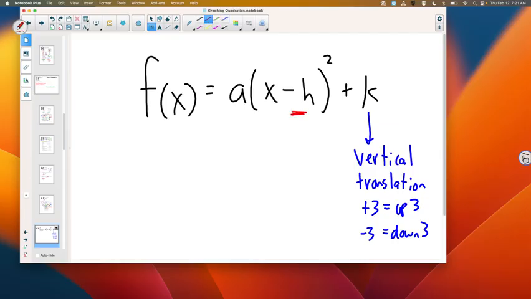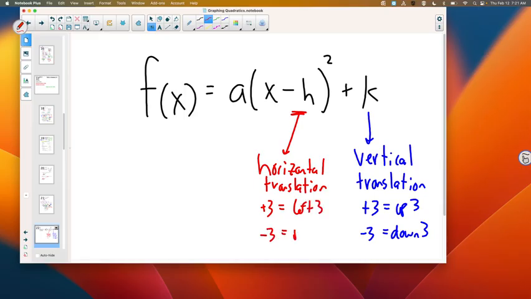This h we just got done talking about. This is a horizontal translation. Remember, translation just means moving. You're moving it, that's all. But here you can think of it as opposite. If it says plus 3, what it really means is left 3. If it says minus 3, it really means right 3.